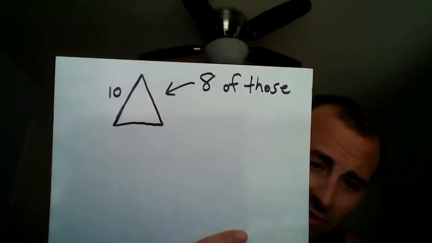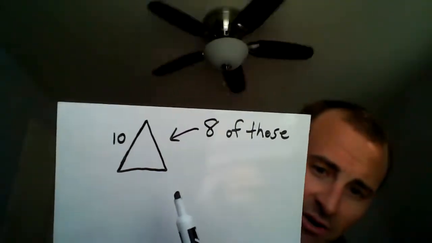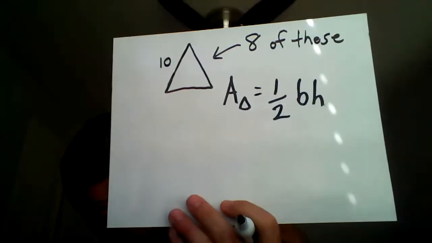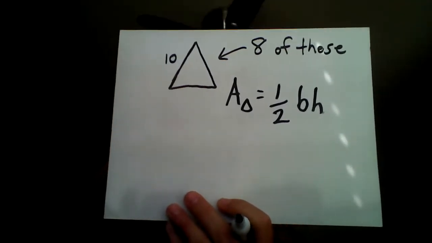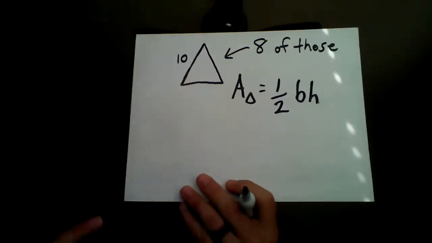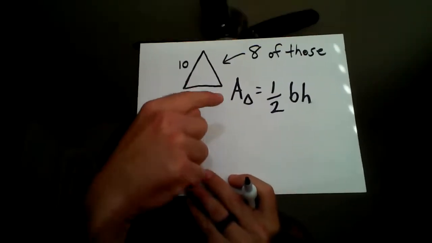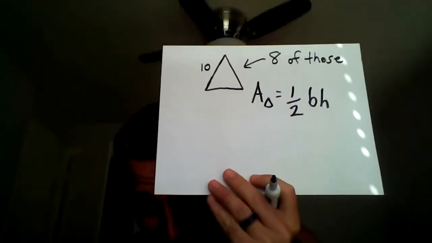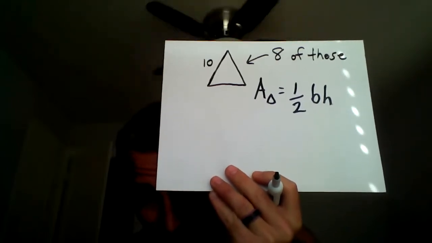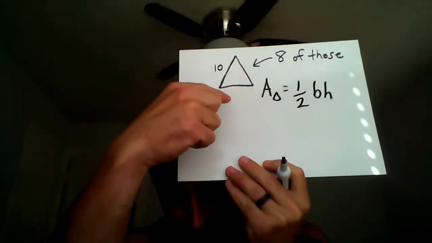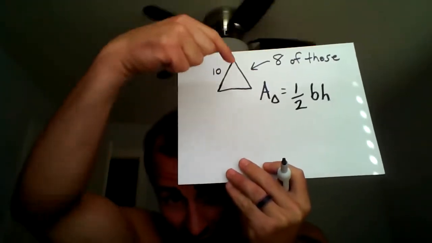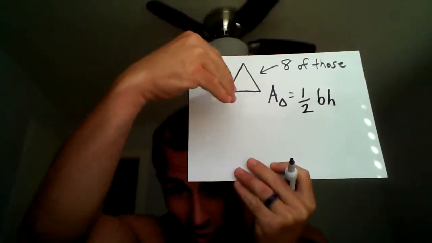Okay, so we have to think now, what do I need to know to find the area of a triangle? Area of a triangle, exactly, half the base times height. So we need the base of the triangle, which we don't have, and we need the height of the triangle, which we don't have. Exactly. So now to figure out what the base and the height are, we need to divide one of those 8 triangles up to make 2 equivalent right triangles.